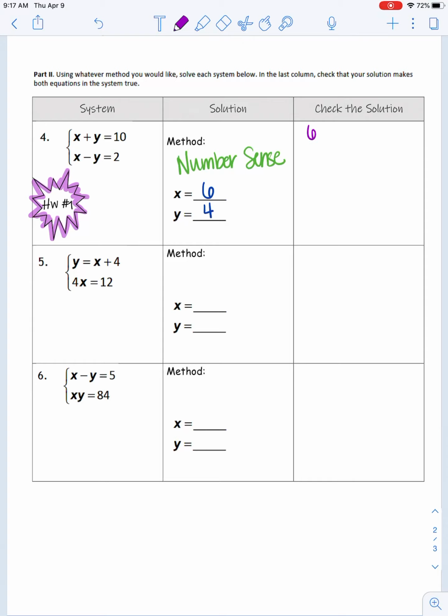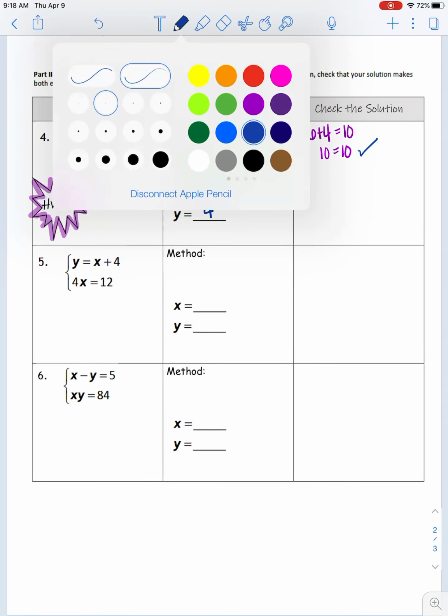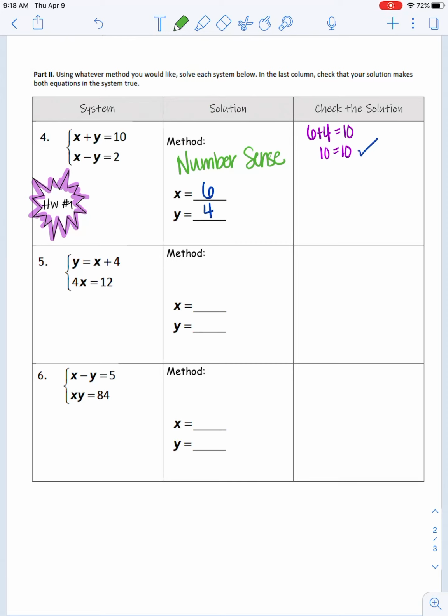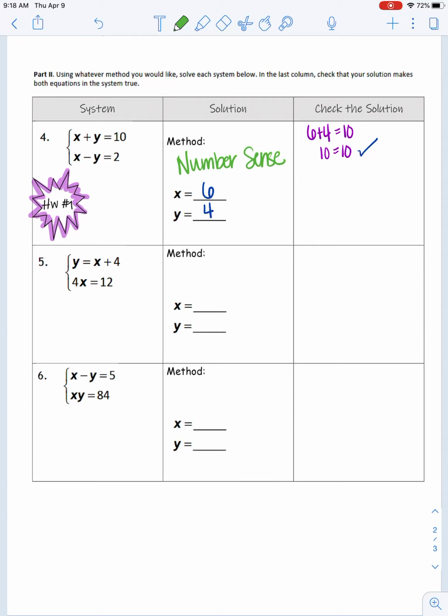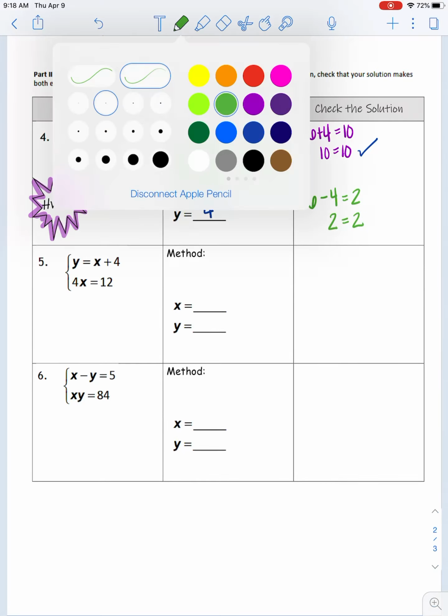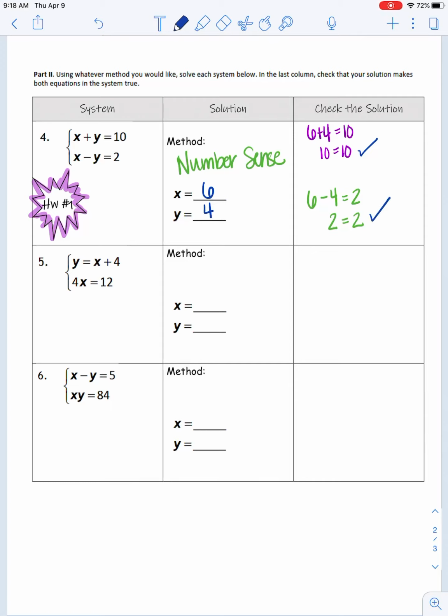So if I have 6 plus 4 in for x and y, does that equal 10? Well, yeah, 10 equals 10, so we're good. But remember, if it's a solution to a system, it has to work in both equations. So not only do they have to add to 10, they also have to subtract and give you 2. So if I take 6 minus 4, do I get 2? Yes, I do. Okay, so I have checked my solution in both equations and it works, so I am good.